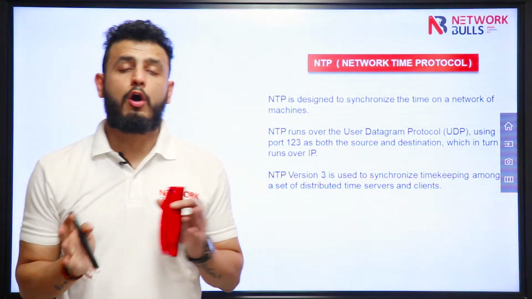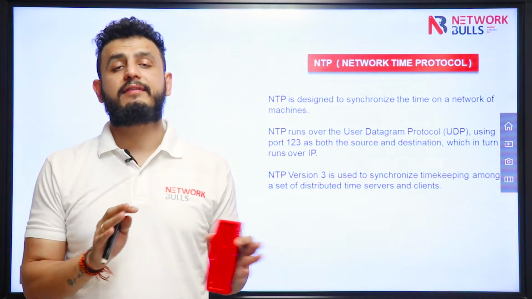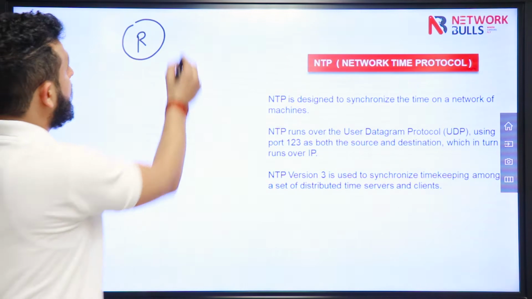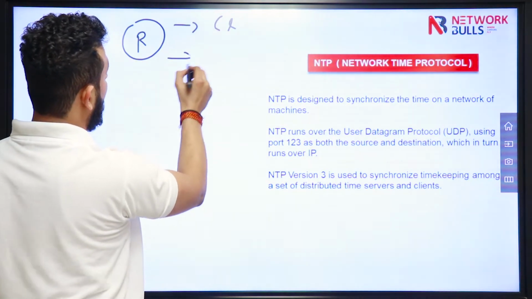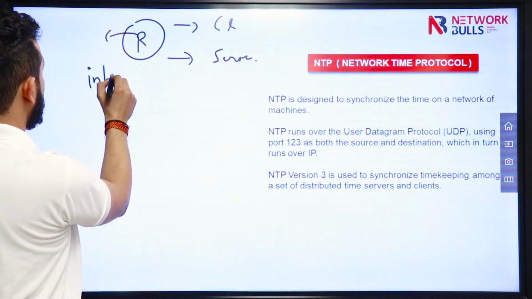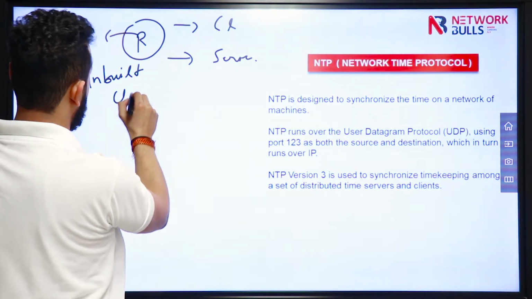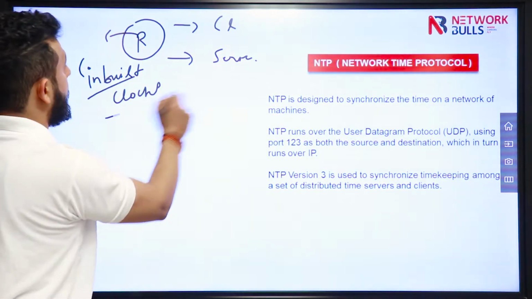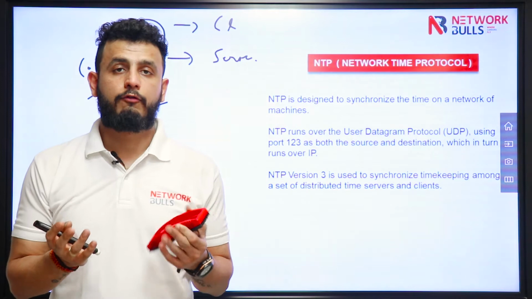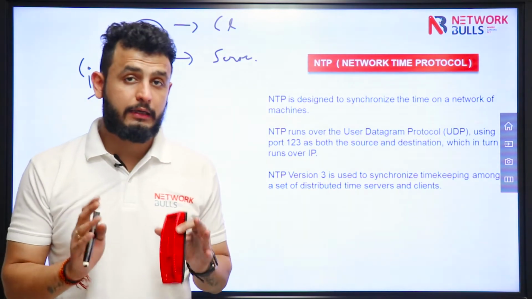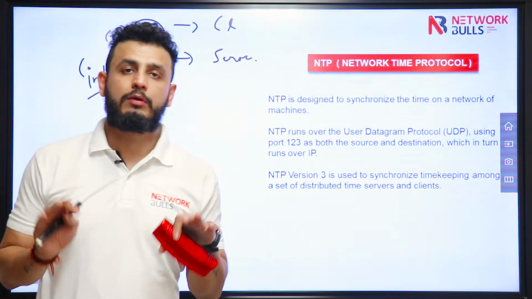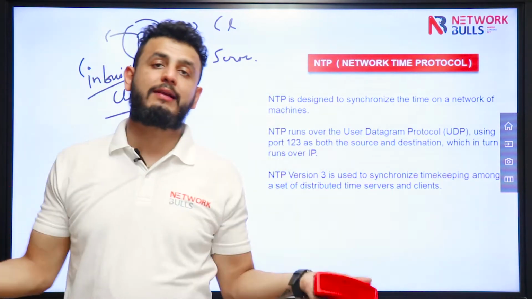So a router can be configured as client and server both. If I have a router, I can configure this router as client and as server. By default, a router has an inbuilt clock. Normally the router uses this clock for showing you the time on the device, but we can use this clock as a reference clock and configure our device as a server. So the router will start giving its own time to all the networking devices.